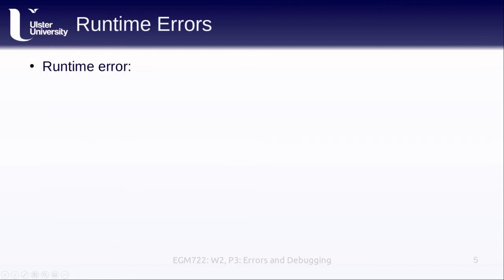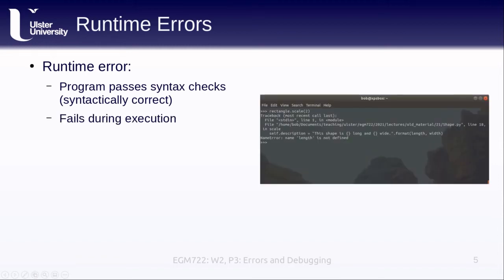Runtime errors, again, are when the program passes all of the syntax checks, so it's syntactically correct, but it fails during execution. So we see an example here trying to call a method called scale on an object called a rectangle. And in the error message, you see that it says that the name length is not defined. On the next slide, we'll talk about actually how to read this error message.